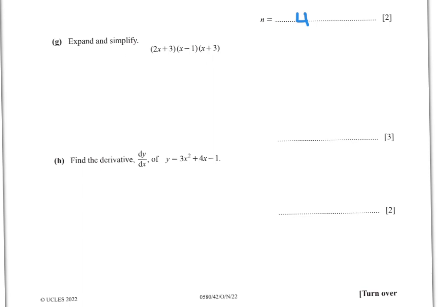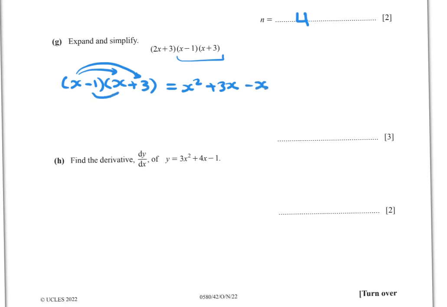G, expand and simplify. 2x plus 3 times x minus 1 times x plus 3. We can start with 2 brackets. So x minus 1 times x plus 3. Expand and simplify. x times x squared plus 3x minus x minus 3. So x squared plus 2x minus 3.